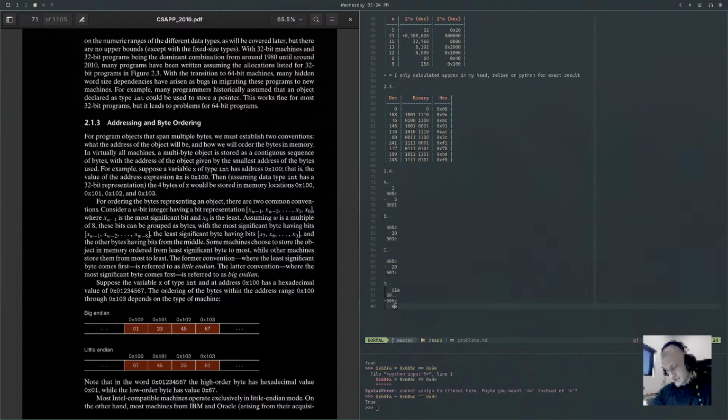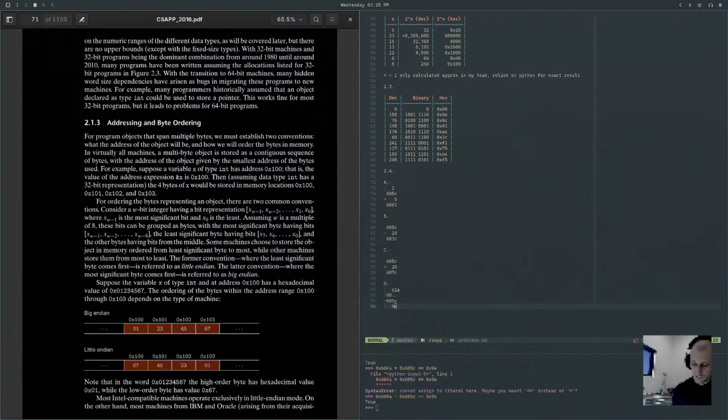Then, assuming data type int has a 32-bit representation, the 4 bytes of x would be stored in memory locations 0x100, 0x101, 0x102, 0x103. For ordering the bytes representing an object, there are two common conventions. Consider a w-bit integer having bit representation where w minus 1 is the most significant bit and 0 is the least.